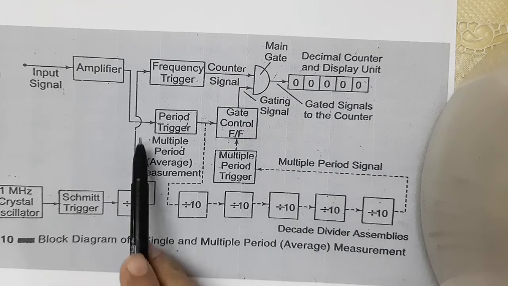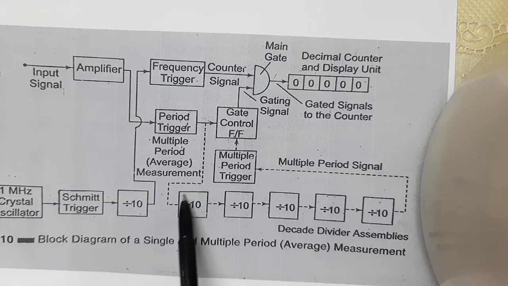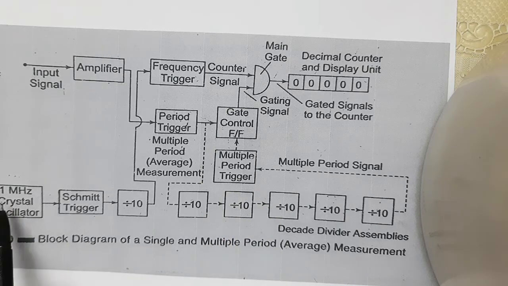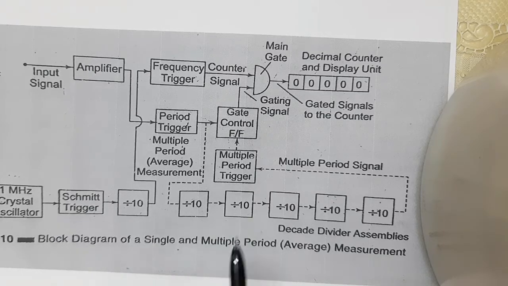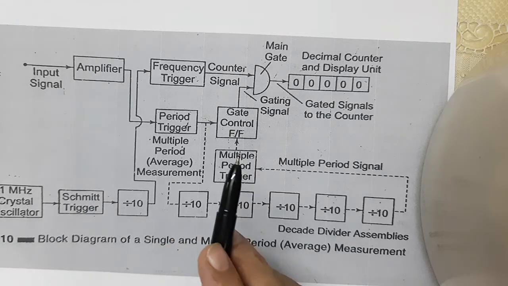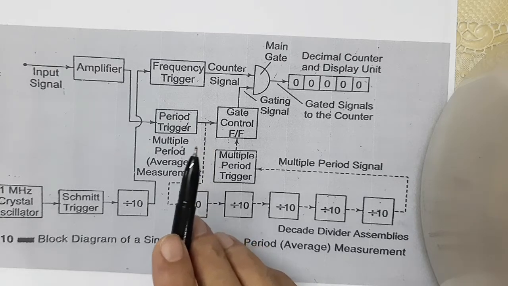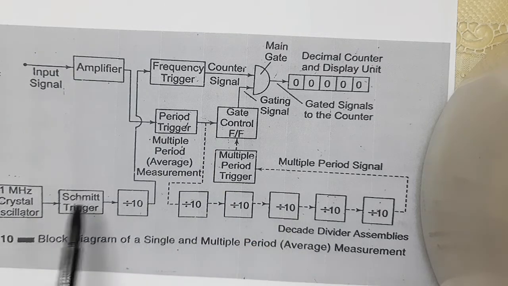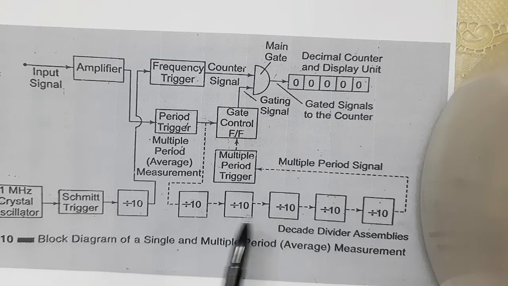If we select this, it is connected here. If we select this, it is connected here. The frequency is 1 megahertz divided by 10, divided by 10, divided by 10, that we discussed in the last lecture number 10. Now in this lecture 11, we see this same time-base selector circuit.